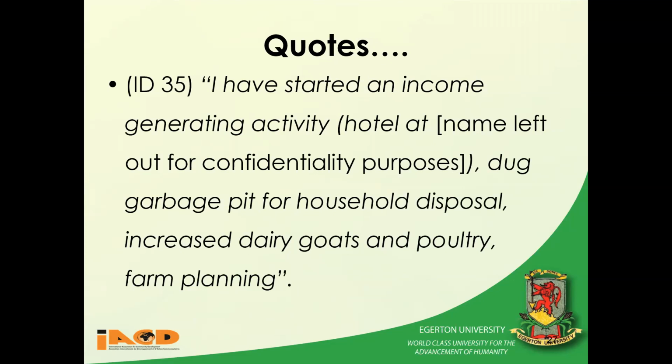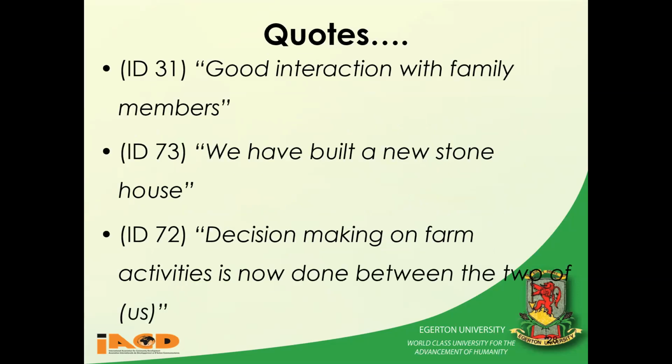Another one said, I've started an income generating activity. They mentioned the name of the hotel. Of course, we left it out for confidentiality purposes. It's a hotel that you can go and see. And if they've started because of their interaction with the university, then we are very happy. They also talked about digging a garbage pit for household disposal. They've increased dairy, goats, and poultry, and they are doing farm planning, something that they were not doing before. Of course, I talked about good interaction with family members.